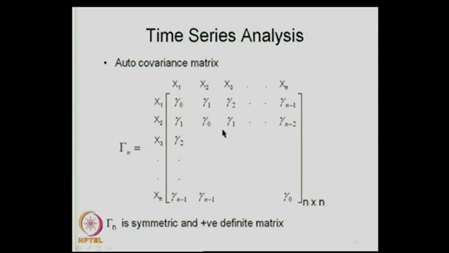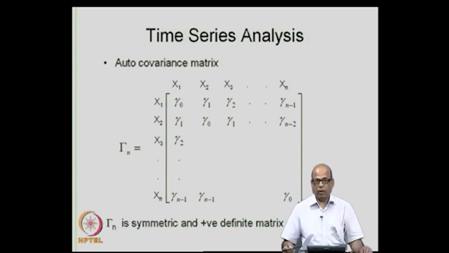This is the symmetric matrix. It is symmetric about the diagonal, and it is also a positive definite matrix. It can be shown that the autocovariance matrix is also a positive definite matrix. What is a positive definite matrix? One definition is that if all the eigenvalues of the matrix are positive, then it is called a strictly positive definite matrix.